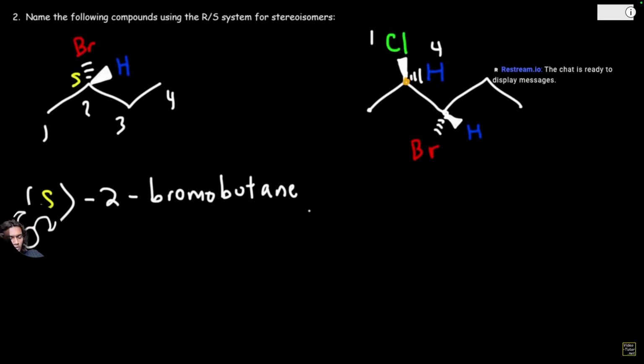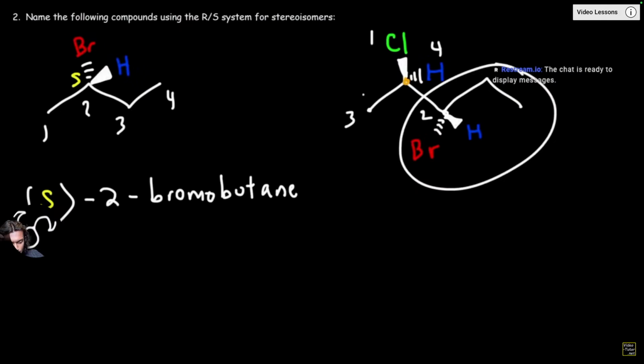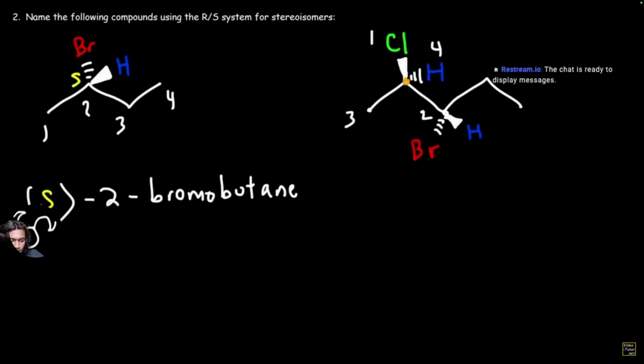Opposite. Actually, take that back. Yeah. This is 2, this is number 3. This has a higher priority than the methyl group. So now we can count it from 1 to 2 to 3. And so that's going to be the R configuration.